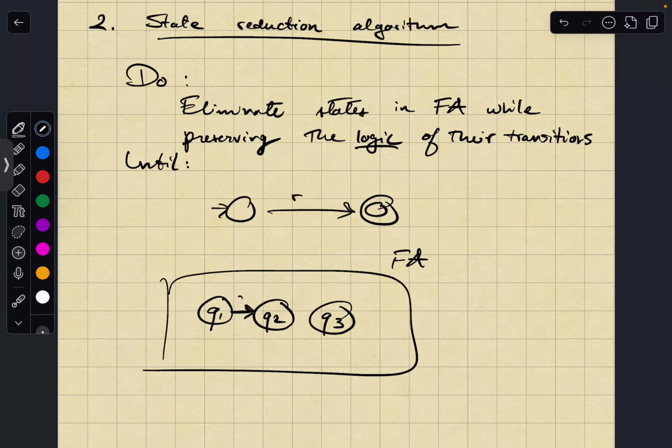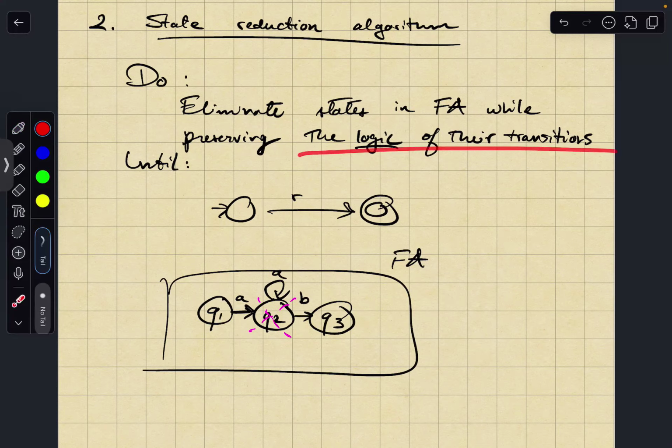to go to Q2 from Q1, you can take an A. Maybe there's a self loop on Q2 with an A, and then to go to Q3 from Q2, maybe there's a B, right? So maybe this is part of your FA, and what you want to do is eliminate this Q2. You want to eliminate the state, but while preserving the logic of the transitions it allowed, because you want to get closer to something that looks like this, but you also don't want to lose information. And so how do you do this?